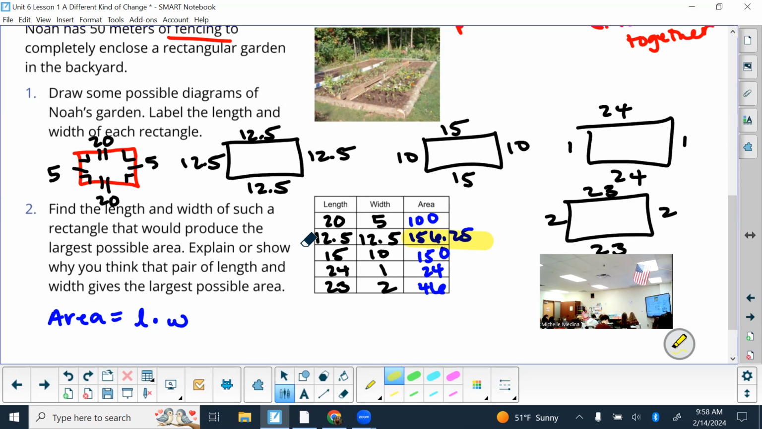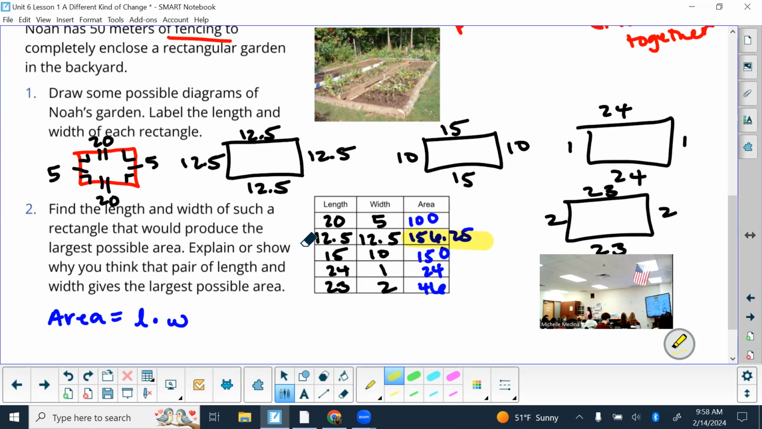Or is this the biggest area? This is the biggest area. So what we're seeing is that as the numbers get farther apart, like 24 and 1 are pretty far apart from each other, they still give us a perimeter of 50, but they give us a smaller area than as the numbers get closer together. And then when the numbers are the exact same number, basically making a square, that gives us the largest possible area.